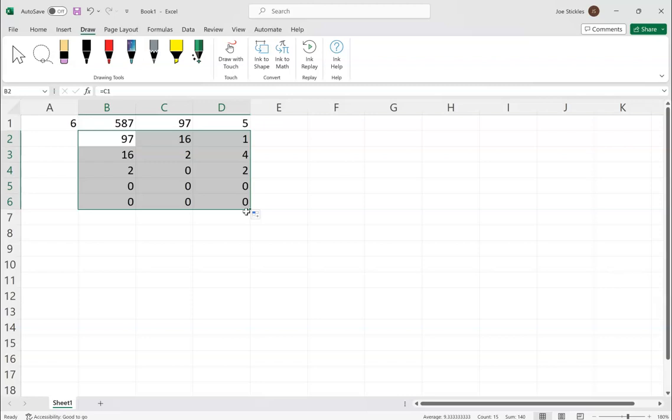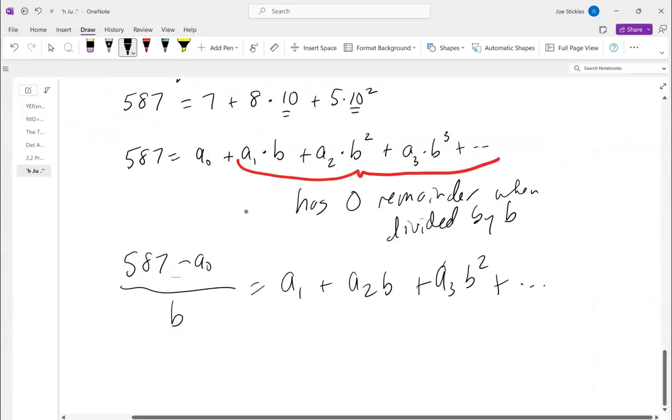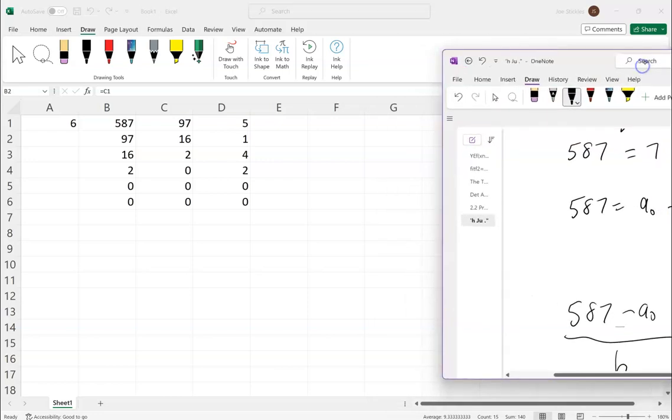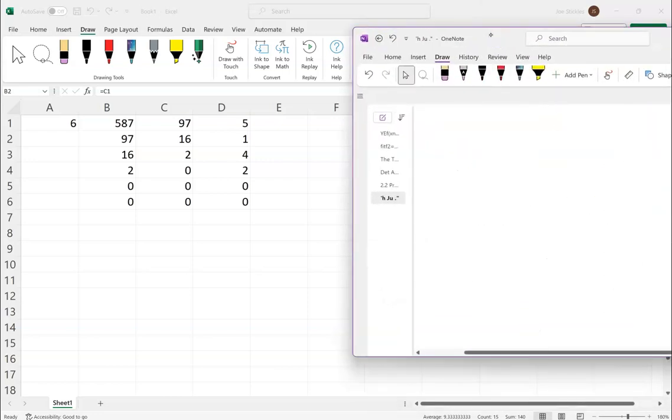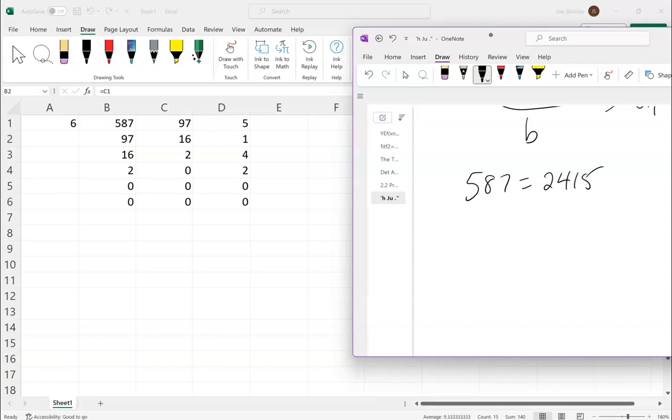So if we go back and write this number now, going through all of this, our 587 is going to be 2415, and then to say that this is base 6, we'll put it as a little subscript.